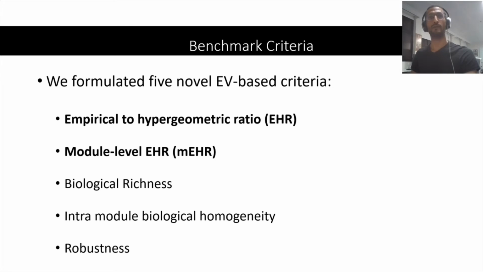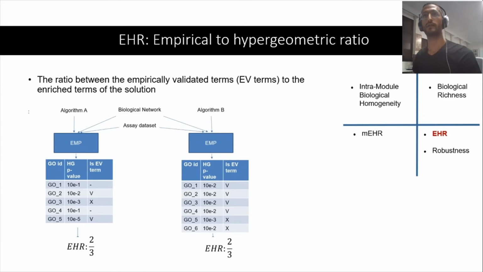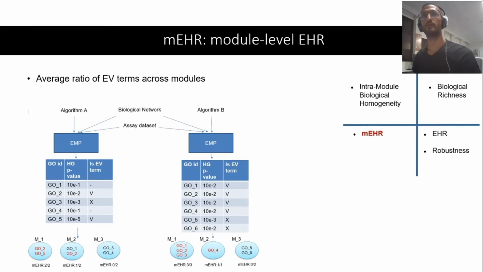In this video, I'll focus on just 2 criteria, EHR and MEHR. So in the EHR criterion, we measure the fraction of EV terms compared to the total number of significant GO terms. In this example, the solutions we got from algorithm A and algorithm B have the same EHR levels, even though they have different numbers of enriched GO terms. In the MEHR criterion, we calculate the fraction of enriched GO terms that are also EV terms inside each module individually. For example, here module number 2 of algorithm A has a MEHR value of 0.5.